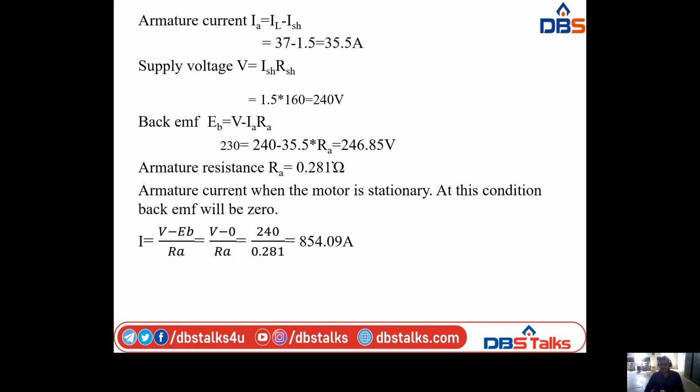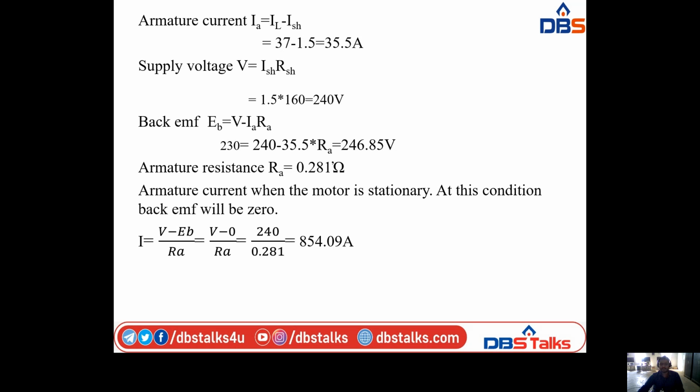So here one mistake is there, that is back EMF EB. 240 minus 230 is equal to 240 minus 35.5 into RA, that is equal to 0.281 ohms only, not 246.85 volts. This is wrong. Only we have to take the armature resistance. We have to calculate the armature resistance by using the back EMF value and supply voltage already we calculated, that is 240 volts. So substitute those values here. After that we calculate the armature resistance, that is 0.281 ohms. Neglect the 246.85 volts. Okay, so this is the solution for the 8th problem.